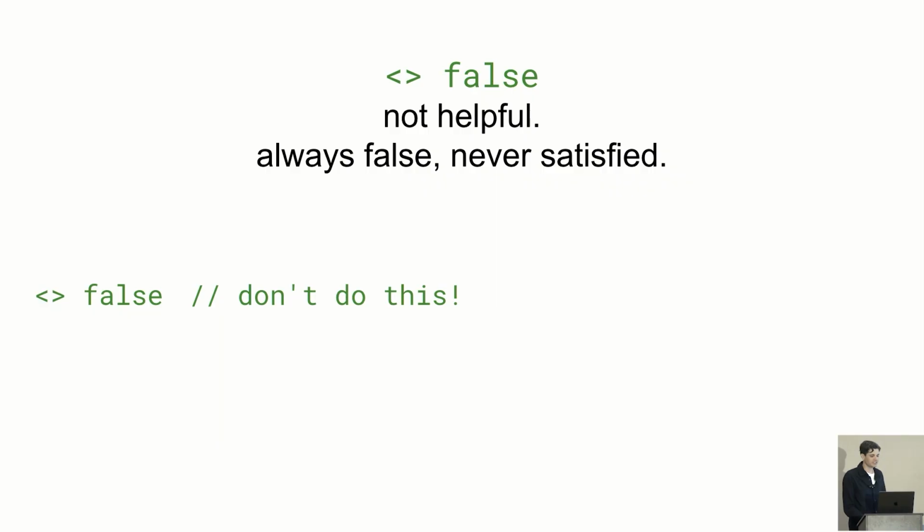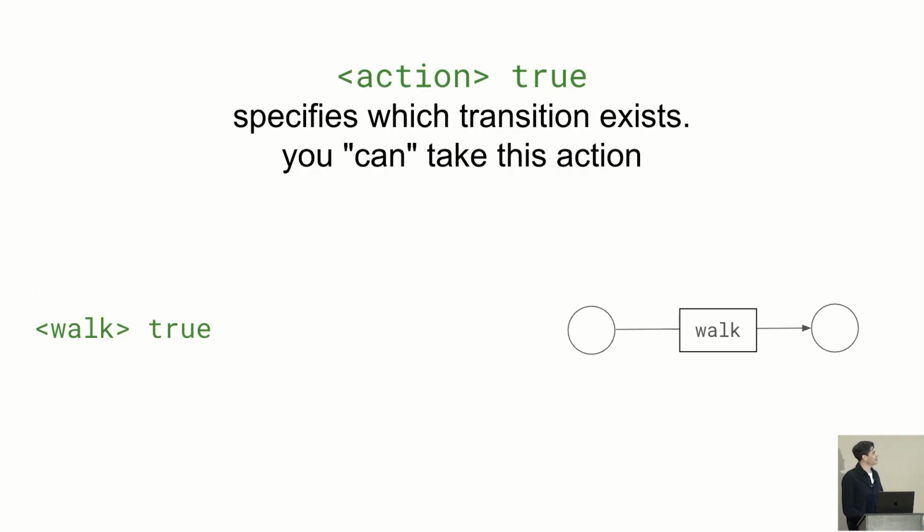Because it's always false. It's never satisfied, okay? You cannot go to a world that doesn't exist. Don't write that, okay? But what if you throw an action inside? What if you throw something inside that diamond? Okay, so this is known as modal mu calculus, and modality is built off the modal mu calculus, this idea of throwing an action inside.